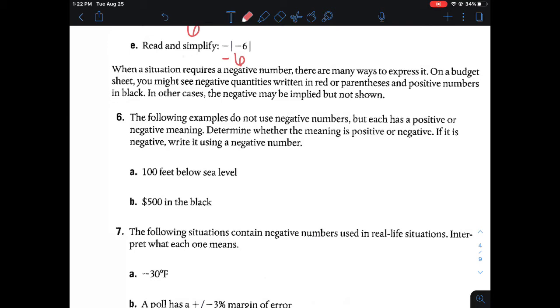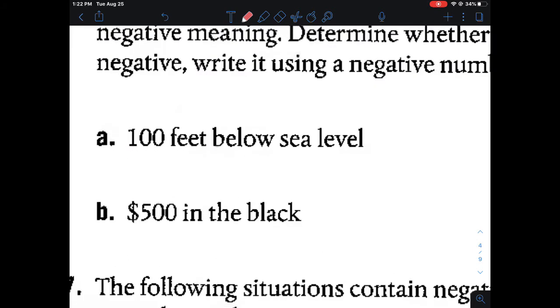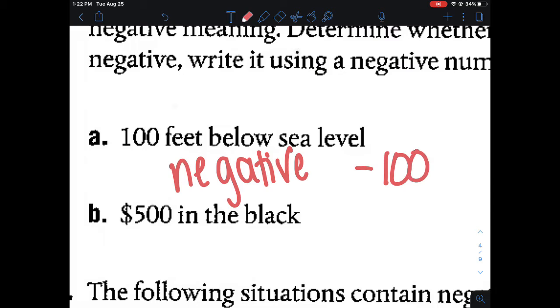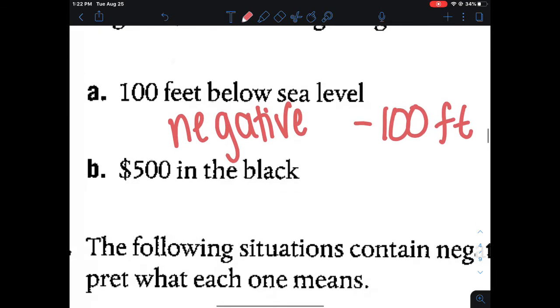The following examples do not use negative numbers, but each has a positive or negative meaning. Determine whether the meaning is positive or negative. If it's negative, write using a negative number. So 500 feet below sea level. We already said that sea level is 0. Anything below sea level is a negative number. Anything above sea level is a positive number. So this would be negative, and we would be at -500 feet.